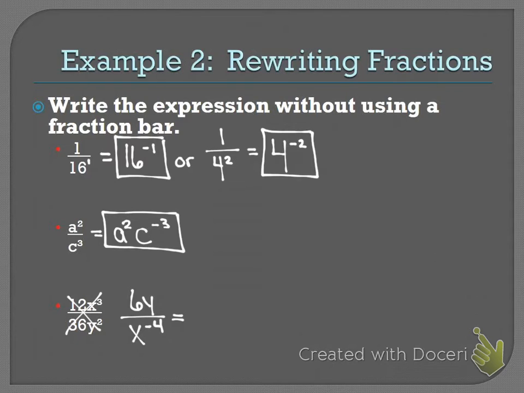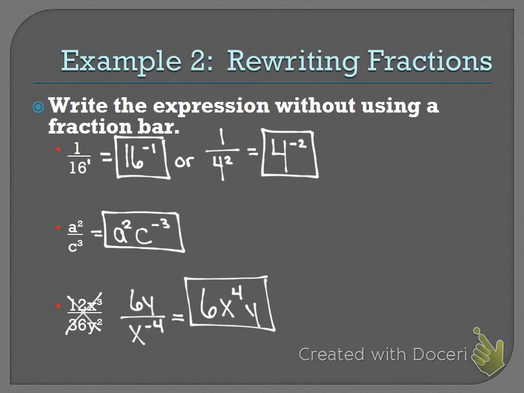All right, so 6y stays on top. Or wait, not the y, because I've got to move the x. X to the negative fourth. When I move it, here's my rule. When I move a term to the opposite side of the fraction, it changes the sign. Basically, it's going to be the opposite sign. So if it's negative 4 in the denominator, what does it become in my numerator? Positive 4. X to the fourth power. And then y. So that would be how we would write it without a fraction.